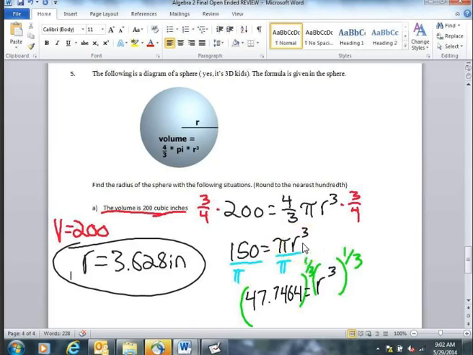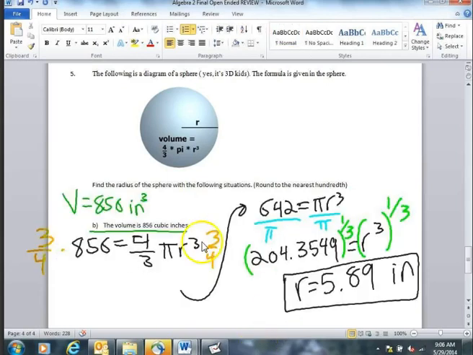This is really important here. To undo that, I am going to take it to the reciprocal power. I'm not going to multiply it by 1/3. I'm going to take it to the power of 1/3. If you could do cube roots on your calculator, you would do it that way, because this is essentially what you'd be doing here. So remember, put this 1/3 in a parenthesis in your exponent so your calculator knows to do that properly. Same with the next problem here. Again, multiply by 3/4, divide by pi, r to the third, take to the power of 1/3.